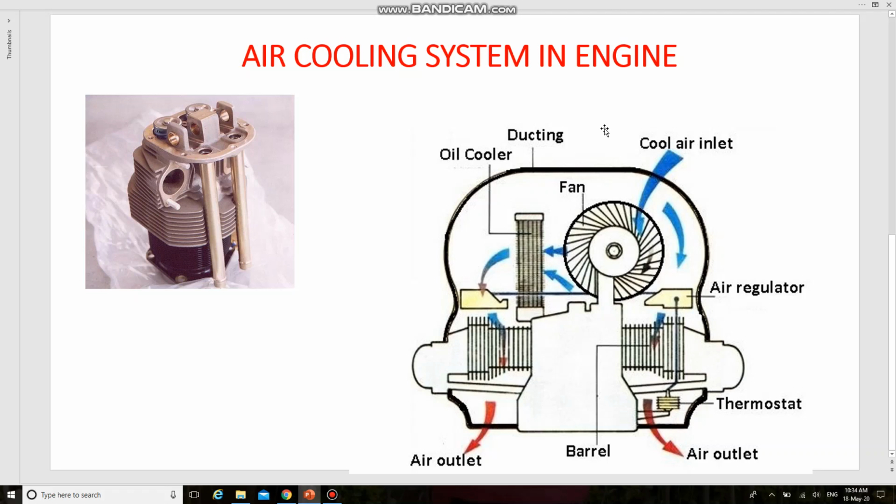Okay, so this is the setup and the working of the air cooling system in engines.